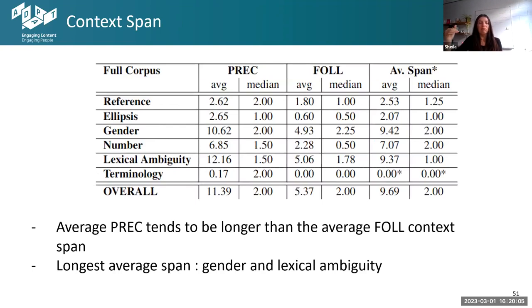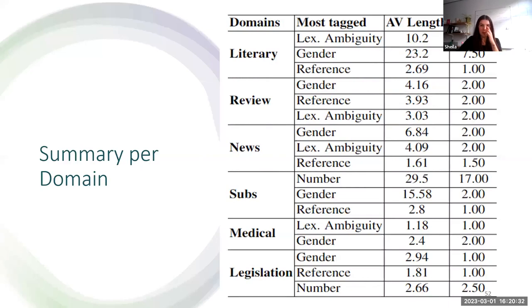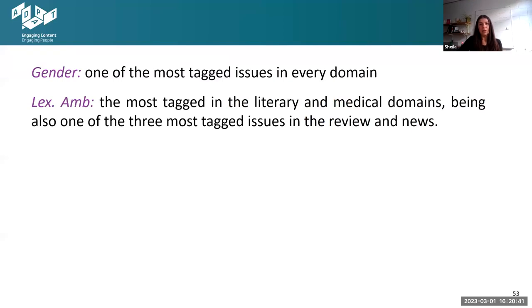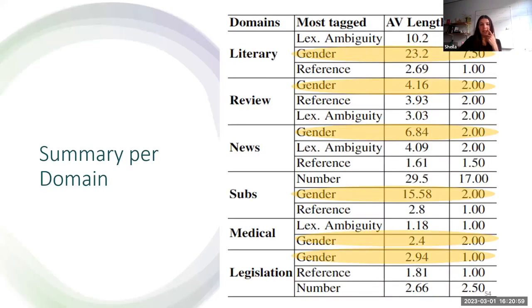When I looked at how long the context is, we see that the average context span preceding the source sentence tends to be longer than the average following. And the longest average context spans are for gender and lexical ambiguity. I think this next table is the most interesting one in my view. Here I separated it by domain. You can see, for example, that gender is one of the most tagged issues in every domain. Like I said, it makes sense because Portuguese is a gender-based language. But lexical ambiguity is also the most tagged in the literary and medical domains, if you look here. So you can see that gender was tagged in every single domain, but lexical ambiguity was tagged as well.